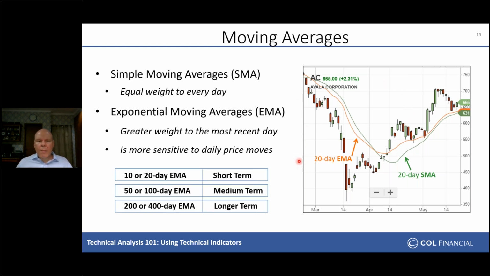Now, I'd like to talk about the periodic condition of the time element here. You could actually draw several moving averages together.